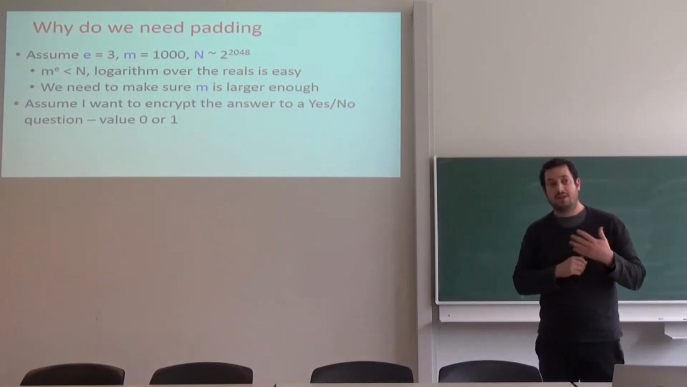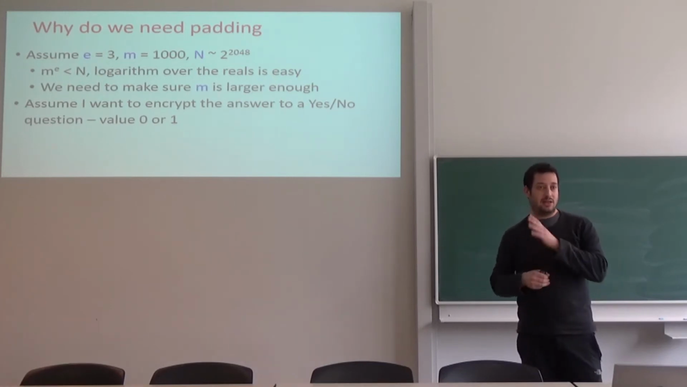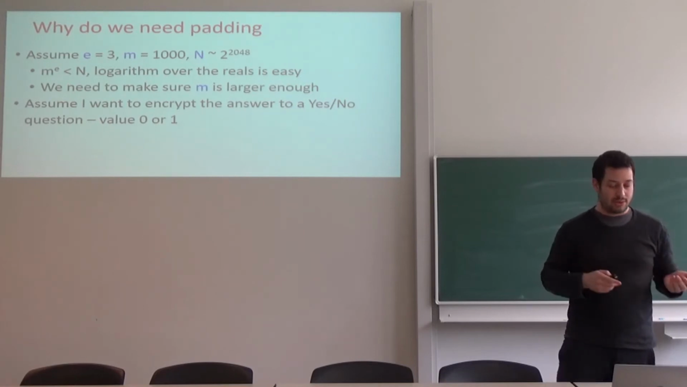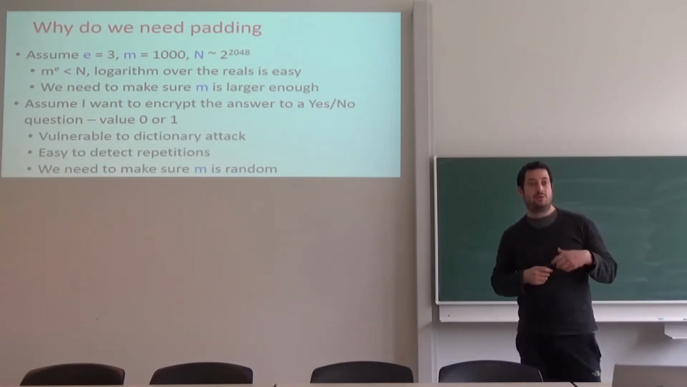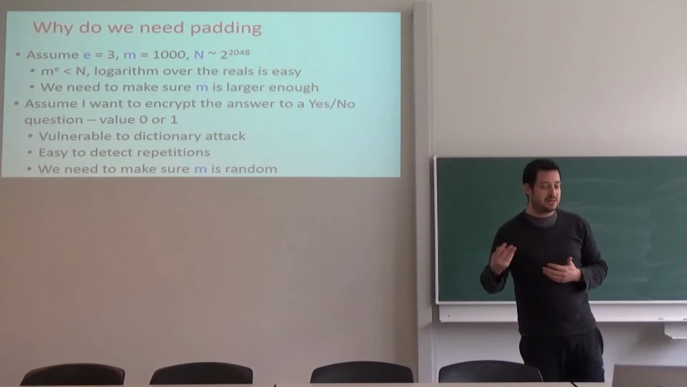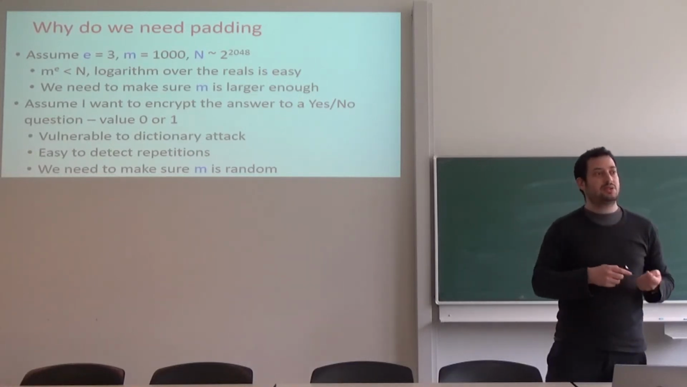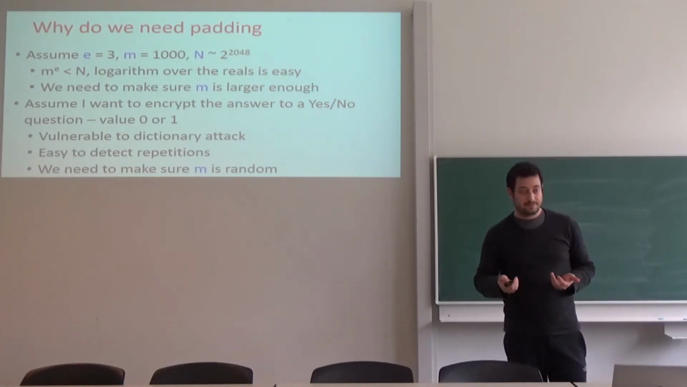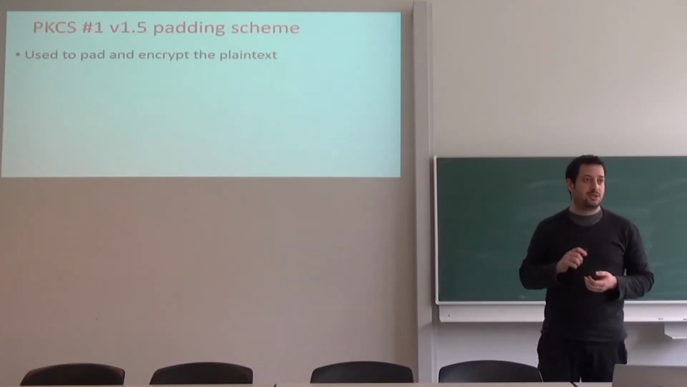Okay, so now we have another problem. Let's assume that we take care of this, but we want to encrypt a yes or no answer, just 0 or 1. This is a bit problematic because it is vulnerable to dictionary attacks. It's very easy to see that if we repeat the same plaintext, we get the same ciphertext. So we need to make sure that when we encrypt a number, the resulting ciphertext is also random. Okay, so how do we do it?